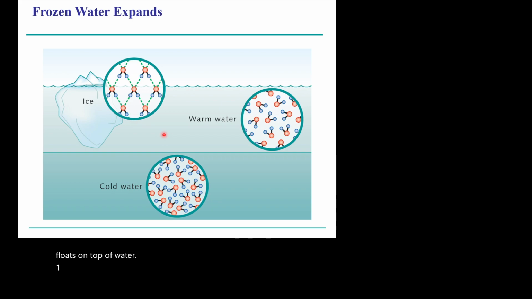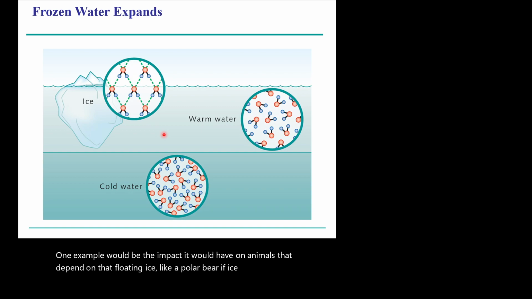Well, one example would be the impact it would have on animals that depend on that floating ice, like a polar bear. If ice didn't float, the polar bear might lose part of its habitat. They depend on that ice to rest, perhaps to feed, to have their young, and to even migrate to different places to get food. They can't be swimming all the time. They'll just use way too much energy. So that might lead to the extinction of polar bears. See if you can come up with any other examples, and perhaps we'll share in class.